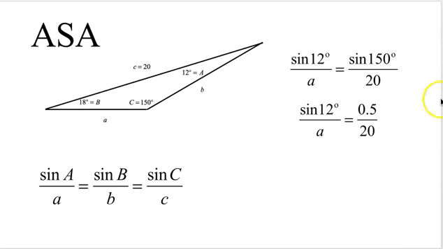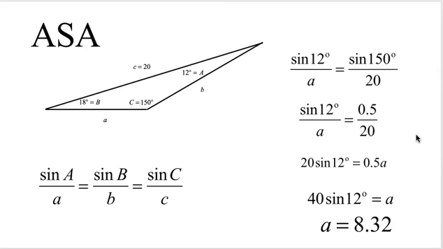And what do we get from there? Of course, sine 150 is the same as sine 30 in the second quadrant. In the second quadrant sine is positive, and sine of 30 is a half. And then, of course, 20 times sine 12 degrees is a times a half. So if we divide both sides by a half or multiply both sides by 2, we would get 40 times the sine of 12 degrees is little a. That is our exact answer, and our approximate answer is 8.32.